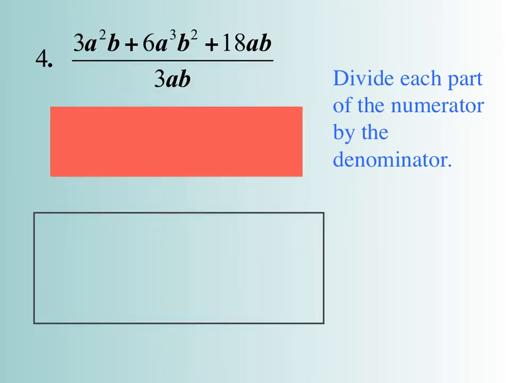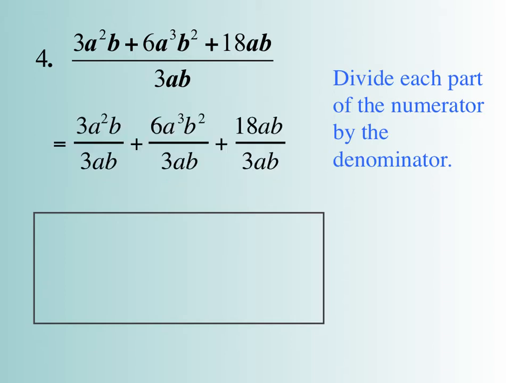Okay, fourth one, again, it's another trinomial divided by this monomial denominator, so you can choose to, if you like, separate the entire thing into 3 different divisions, or you can just look at each part and do your division. So we've got 3 divided by 3, which would make 1. a squared over a is a. b over b cancels here, so no more b.